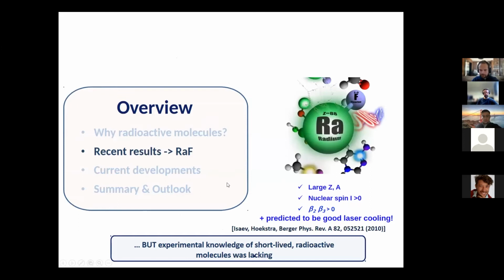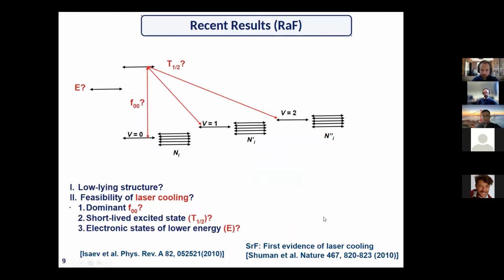And then we decided to go and try to study one of these molecules. Radium fluoride was kind of the ideal molecule because it has the radium nucleus that has all of this amplification. The molecule has these very large effective fields. And on top of that, it was predicted to be very good for laser cooling, right? It has the proper properties for laser cooling. The downside is that not much is known, or basically nothing was known, about short-lived radioactive molecules.